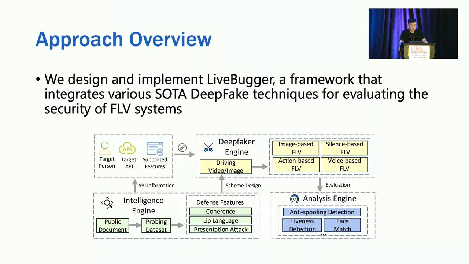This framework consists of three parts. The first is the intelligence engine. It's mainly used to collect the information of the target platform, and then we can construct a superset of the APIs. Then it facilitates a configuration-based evaluation. Given a specific configuration, like the target person, target API, and some other features like the digit length, we can use a deepfake engine to synthesize a realistic video. And then the analysis engine will feed the created fake videos to the APIs, and it can analyze the robustness of the target system by some customized metrics.